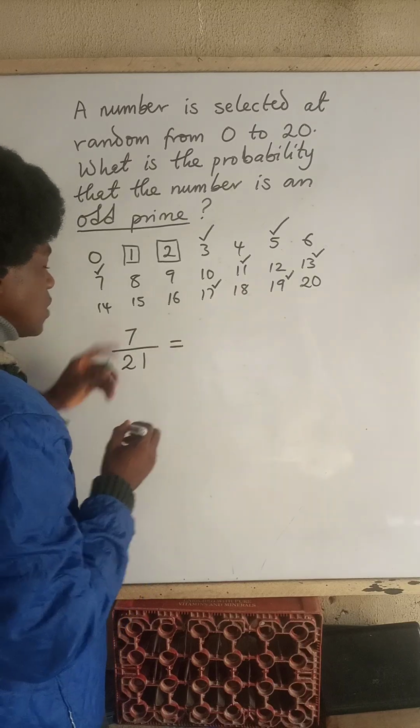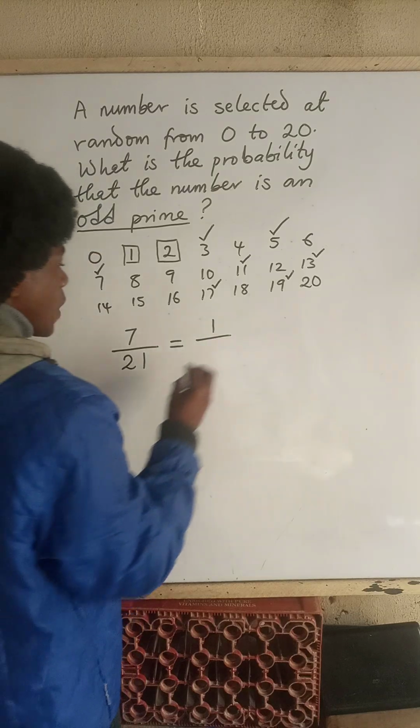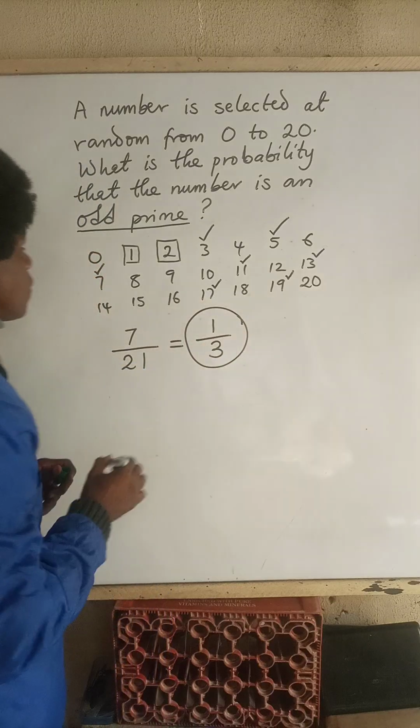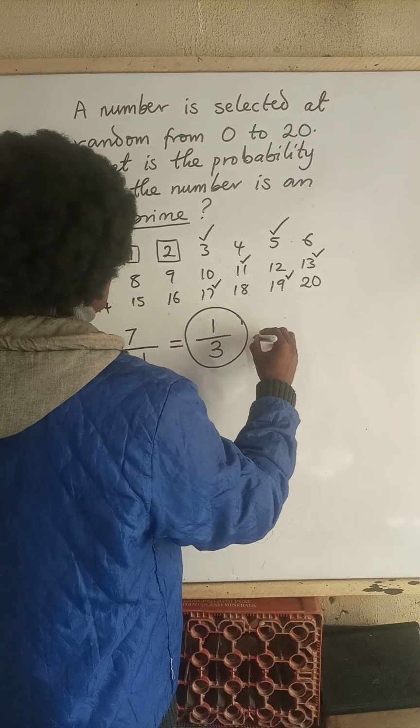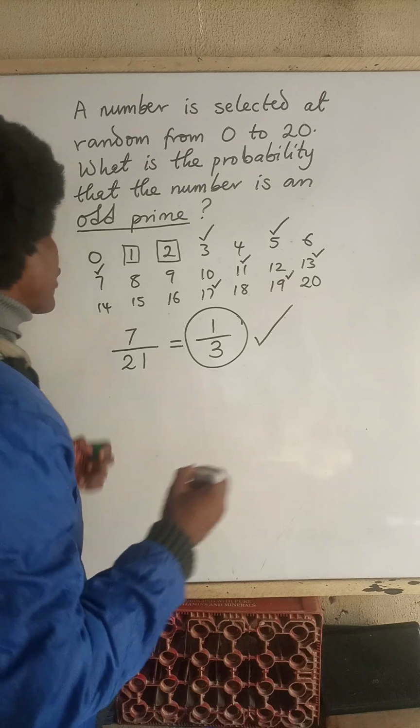7 divided 7 will give us 1. And 21 divided by 7 will give us what? 3. So the probability of picking odd prime is what? 1 over 3. So you can practice this.